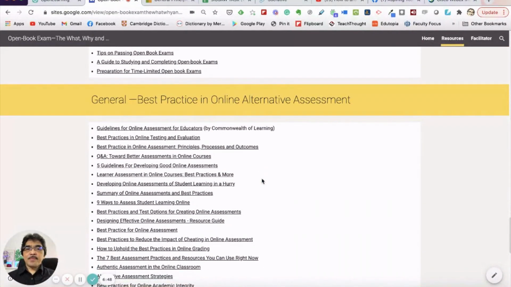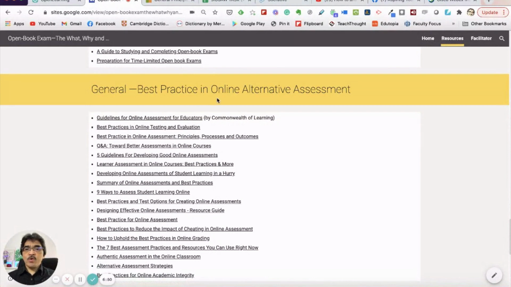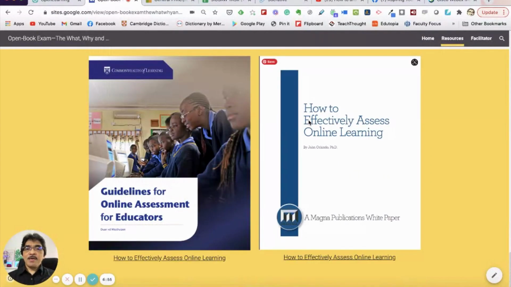Then these are general resources on best practice in online alternative assessment as well. And these are, I would say, maybe two good resources to give you the general guideline on how to prepare for online assessment. Okay, this one is from the Commonwealth of Learning. This one is a Magna Publications white paper.